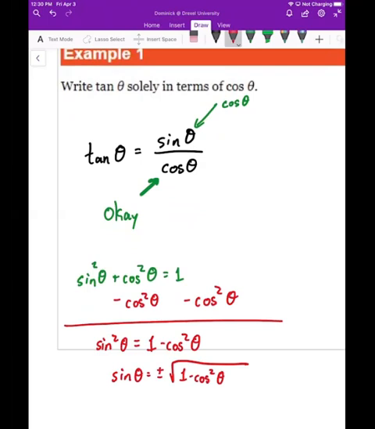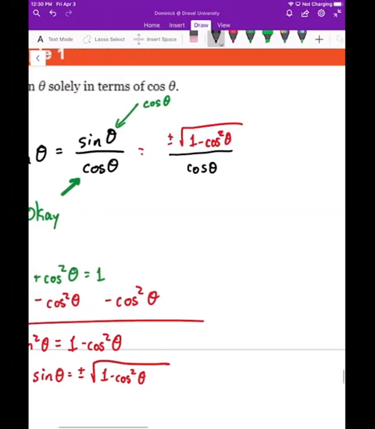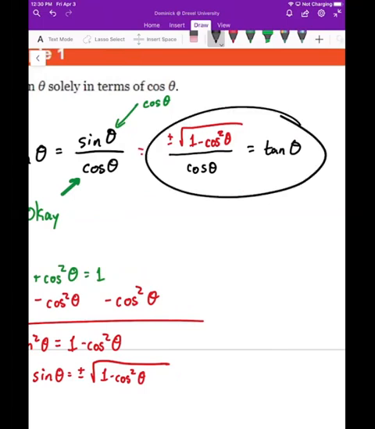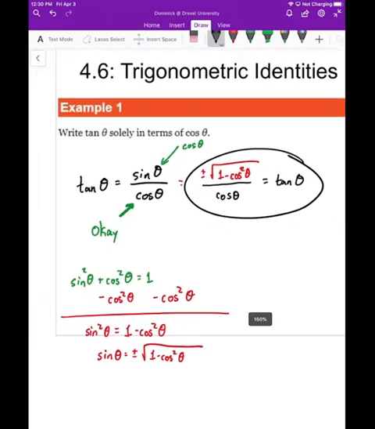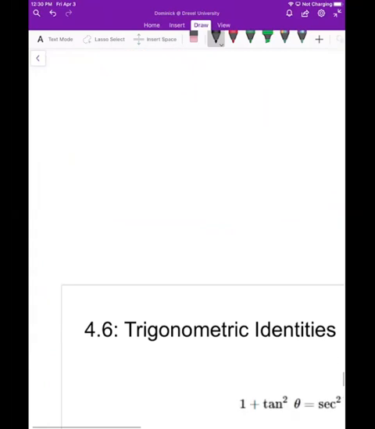Now, we don't know what quadrant we're in, so we're just going to leave this as plus or minus the square root of 1 minus cosine squared, and then over the cosine that we didn't change. So now we have an expression for tangent that's written solely in terms of cosine, right? On one side we just have cosines, and on the other side we just have tangent. So that's one example of how you can use these identities.